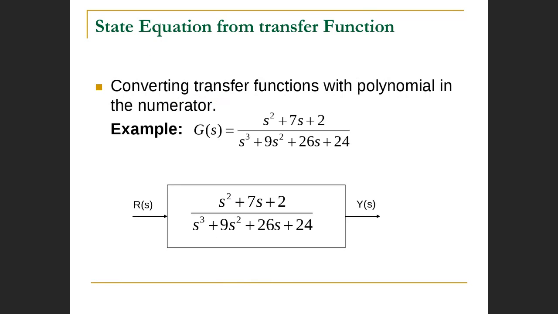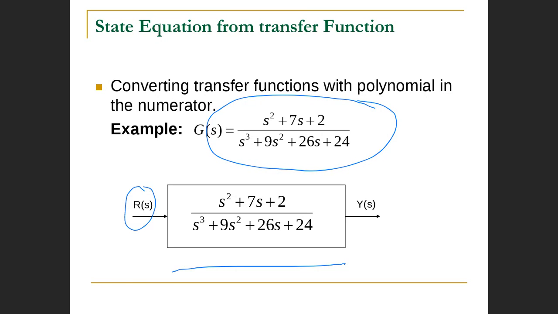Any other question before we move on to the other part? We're going to look at another type. Here we're looking at a transfer function now that has a polynomial in the numerator. Same treatment. What we're going to do, though, is break out this system. We need to create a state space model for this system here. And so we could put this in a block, and we know that R of S and Y of S are our input and output respectively.